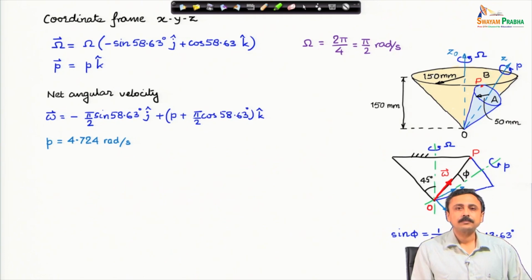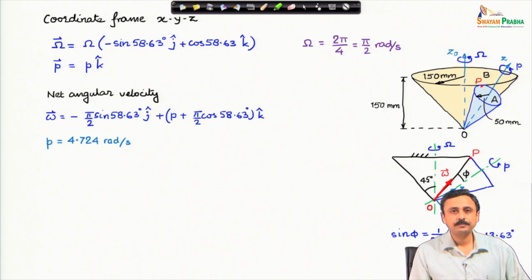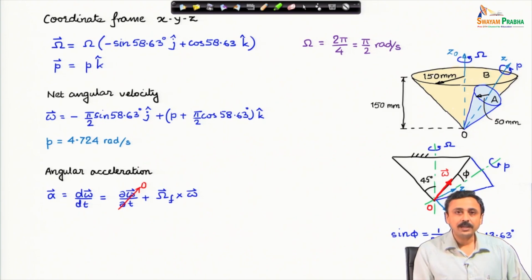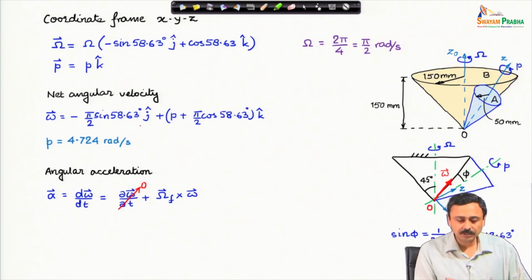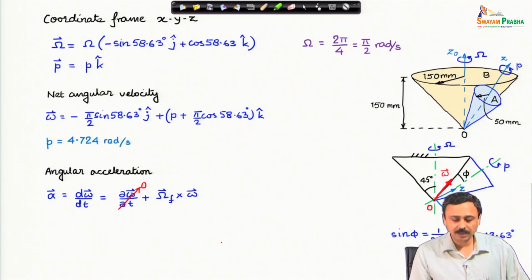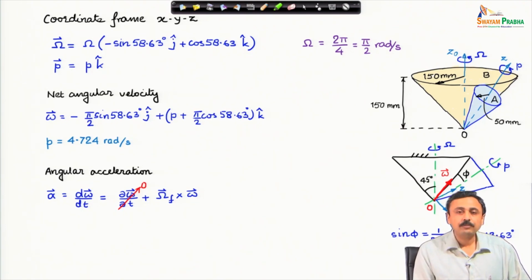Okay, so we have P, we have the expression of omega. I have removed the derivation steps. Now, we have to find the angular acceleration. This was our objective, to find the angular acceleration of cone A, and angular acceleration of cone A is nothing but the total time derivative of the angular velocity of cone A. There is a temporal time derivative del t of omega, which is 0, since all the coefficients of i cap, j cap, k cap are constants, and what remains is omega frame cross omega.